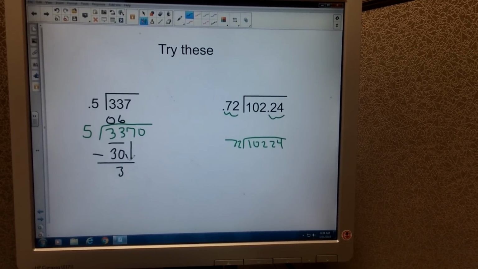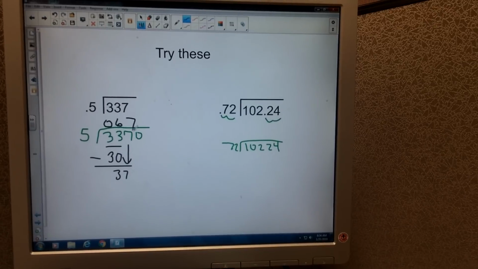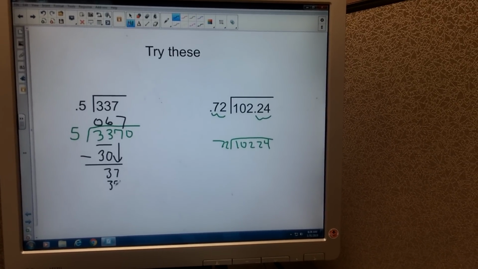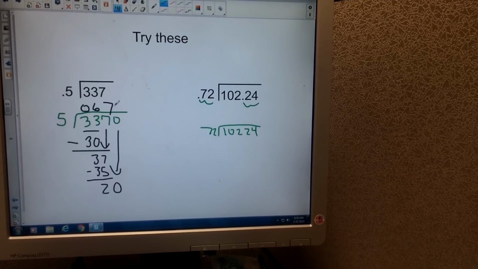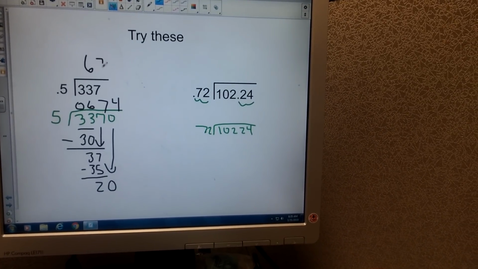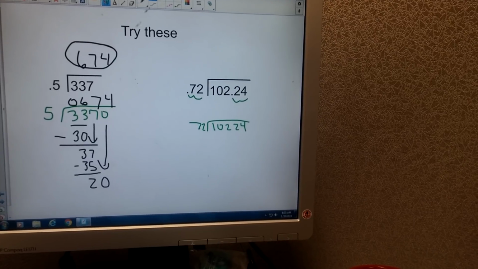3, bring down the 7. 7 times 5 is 35. I have 2 left over. Bring down my 0. 20 can go into 5 4 times. So 674 for the first one.